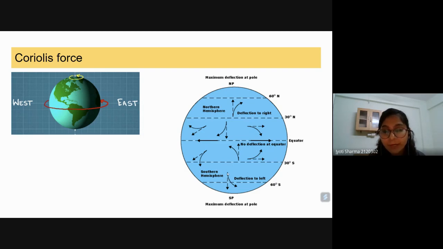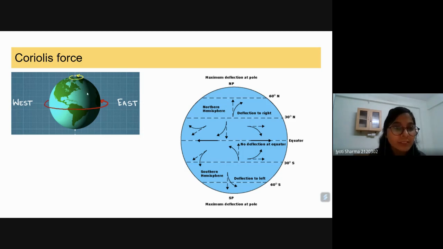Because our Earth is moving west to east, that's why it also moves this side. So this will be the left in the southern hemisphere. So the Coriolis force happens due to the rotation or the movement of the reference frame.